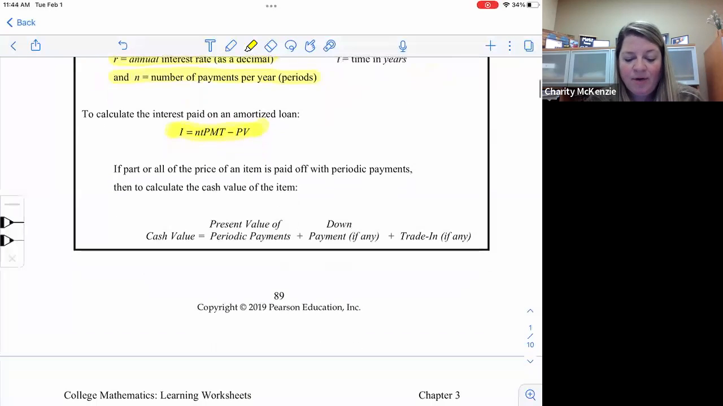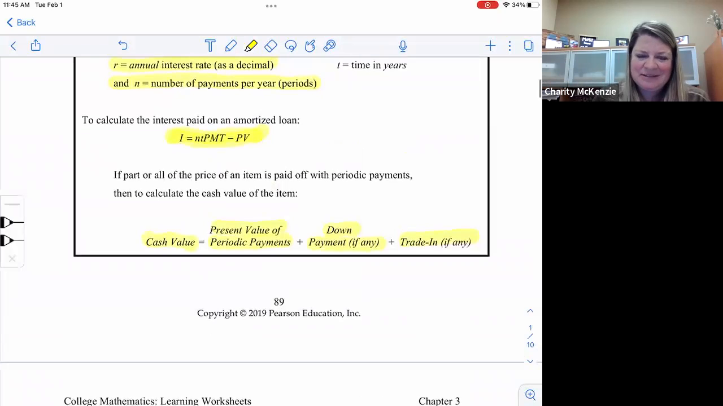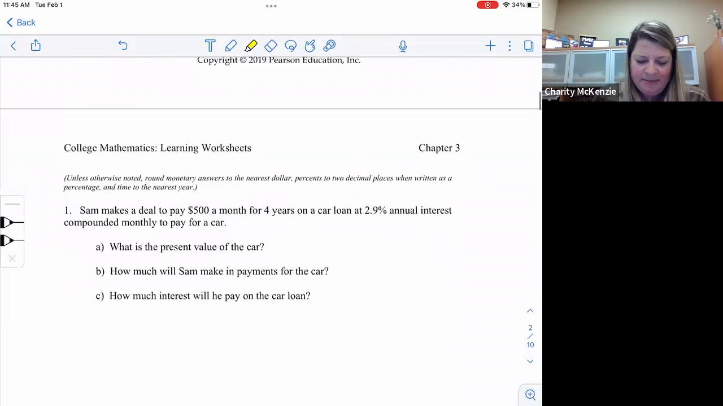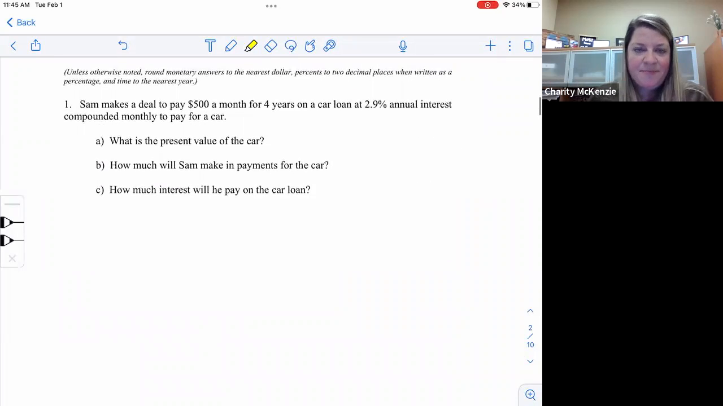Okay, if part or all of your price of your item is paid off with your periodic payments, then to calculate the cash value of the item would be, so cash value, present value of payments plus the down payment plus the trade-in. So that's how much it's worth, or cash value. I don't know if we go over that too much, but maybe a little. This one says to round to the nearest dollar, either way.